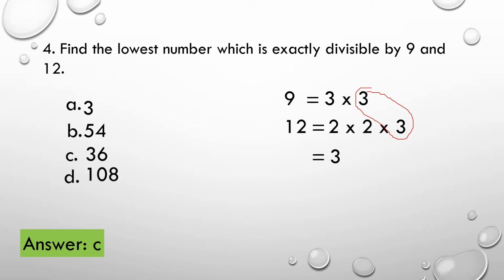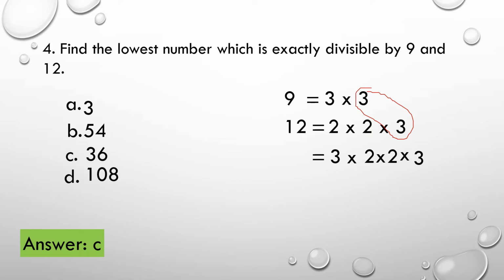So this is 1 is 3. And then times the remaining factors. So 3 times 2 times another 2 and times another 3, the remaining 3. Okay, you multiply that. 3 times 2, that is 6 times 2, 12. 12 times 3, that is 36.